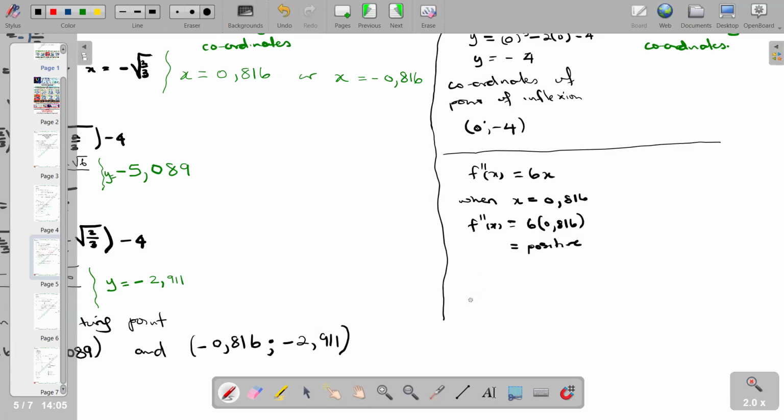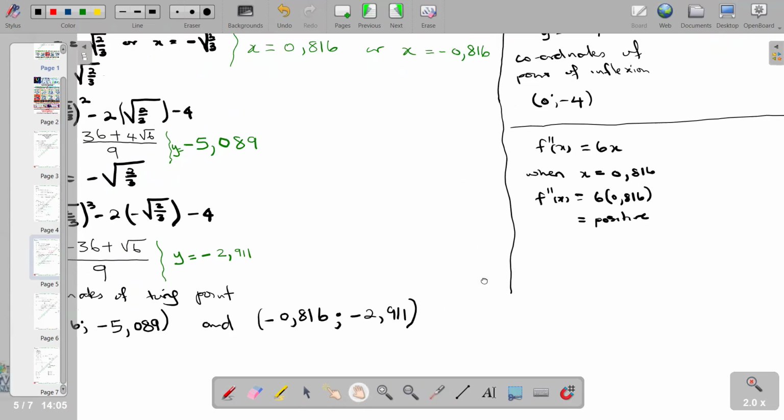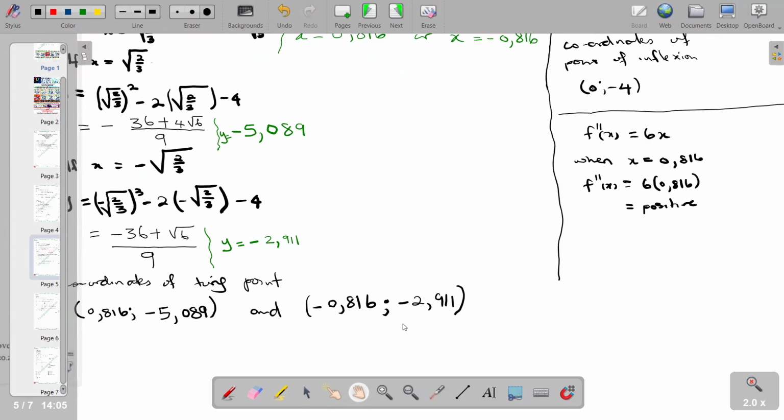So it will mean that the point 0.816 with negative 5.089 is the minimum point.